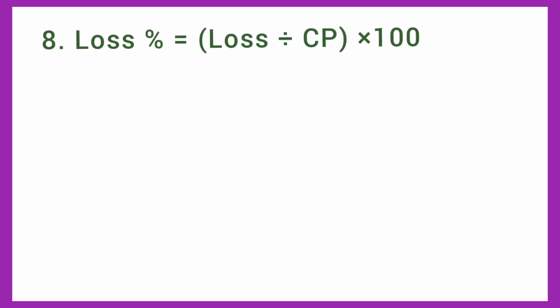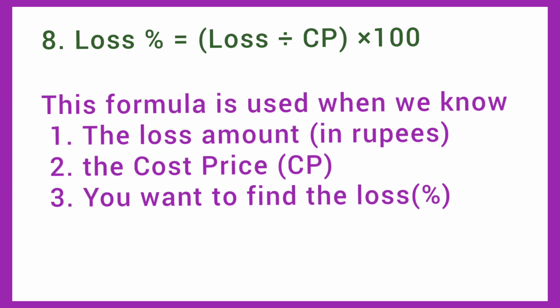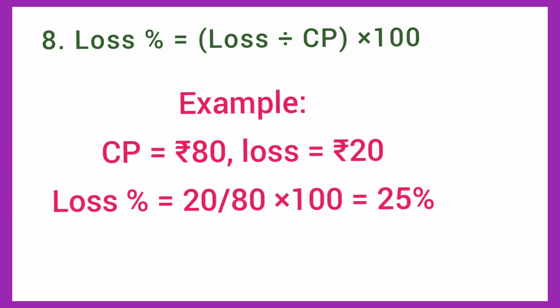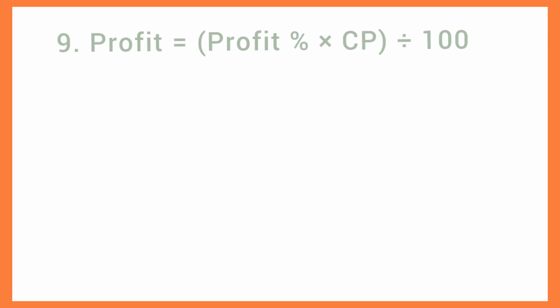Next, loss percentage equals loss divided by cost price into 100. This formula is used when we know the loss amount, the cost price and you want to find the loss percentage. Example, cost price is rupees 80, loss is rupees 20, then loss percentage is 25.